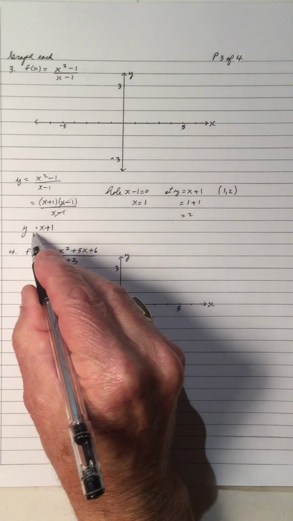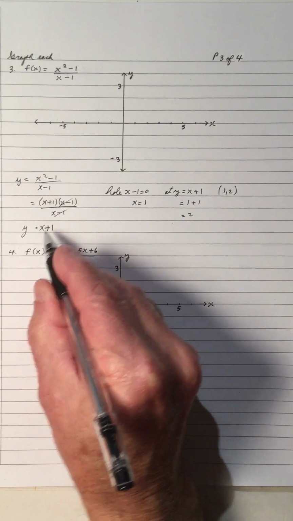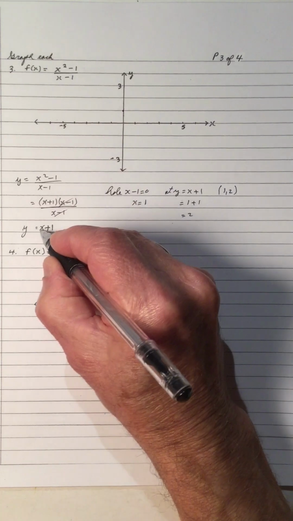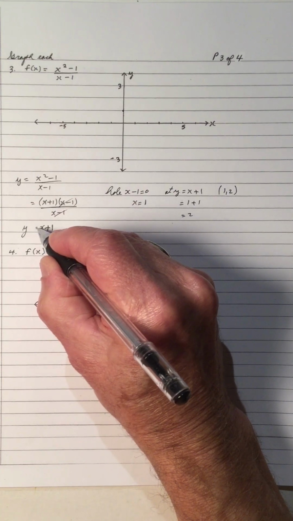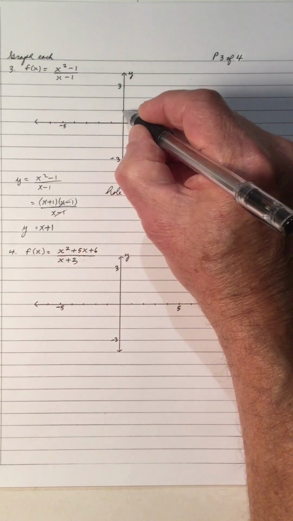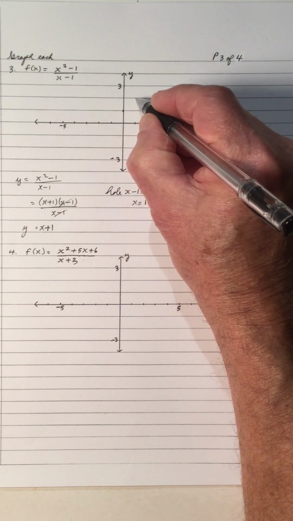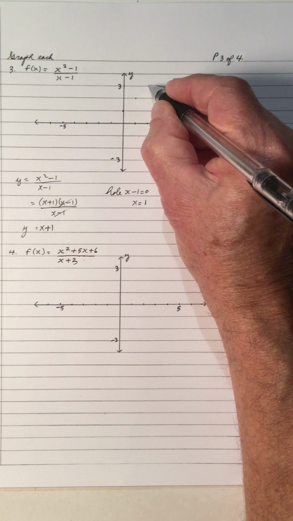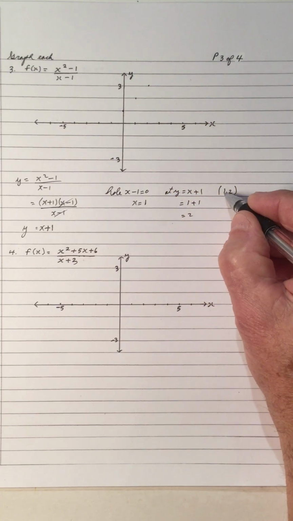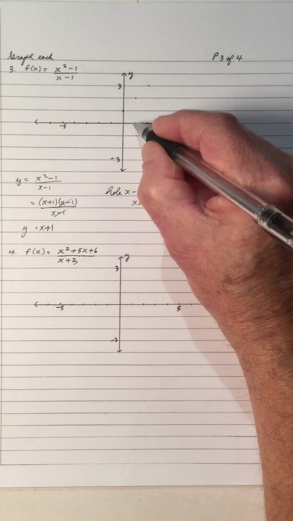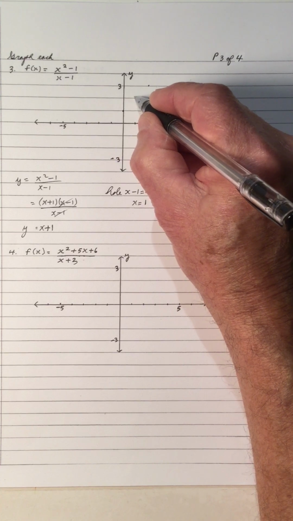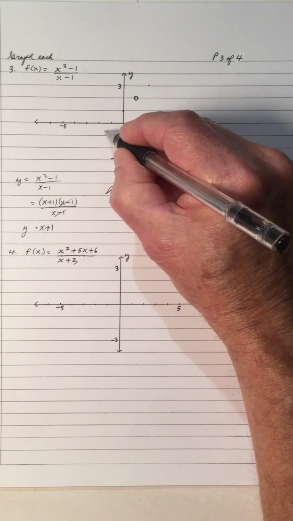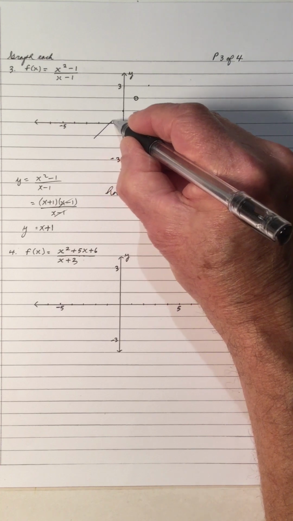So we have a line. The y-intercept is 1, which is right here. The slope is 1 over 1, so we rise 1, run 1. We rise 1, run 1. So we have a hole at 1, 2. X is 1, y is 2. So we have a hole right here. There's a hole in this line, there it is.